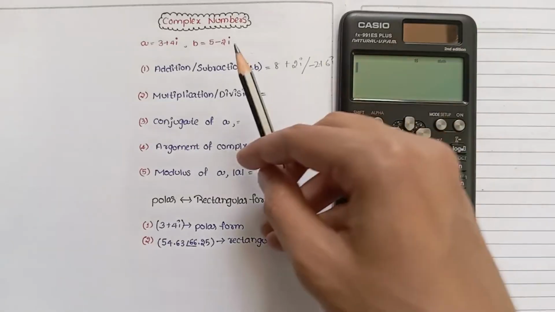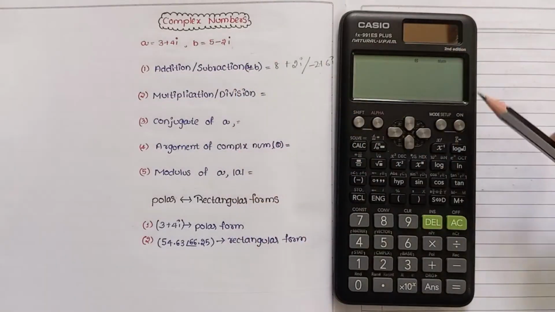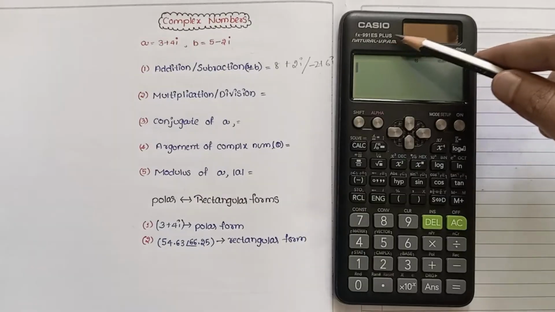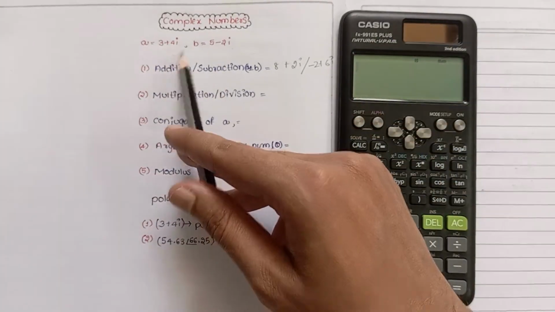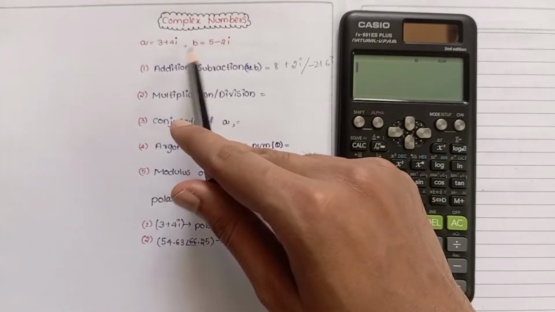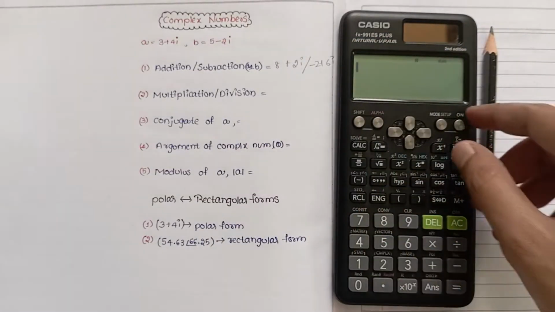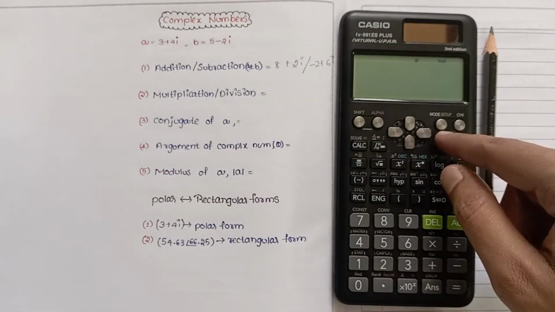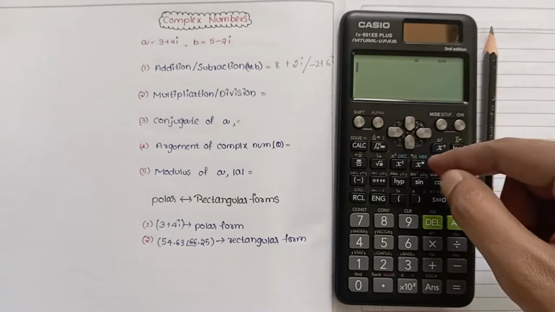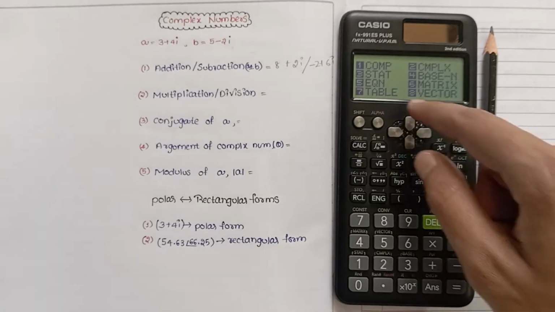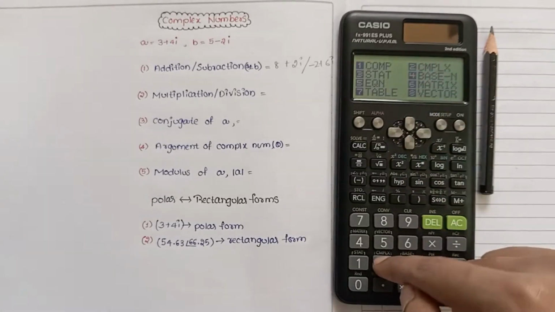This video will perform all complex number related operations in the scientific calculator FX991 ES Plus. We are given two complex numbers, and with these two complex numbers we will perform all of these operations one by one. Before doing these operations, shift the calculator mode to complex. For that, click the mode button and select the complex option 2.